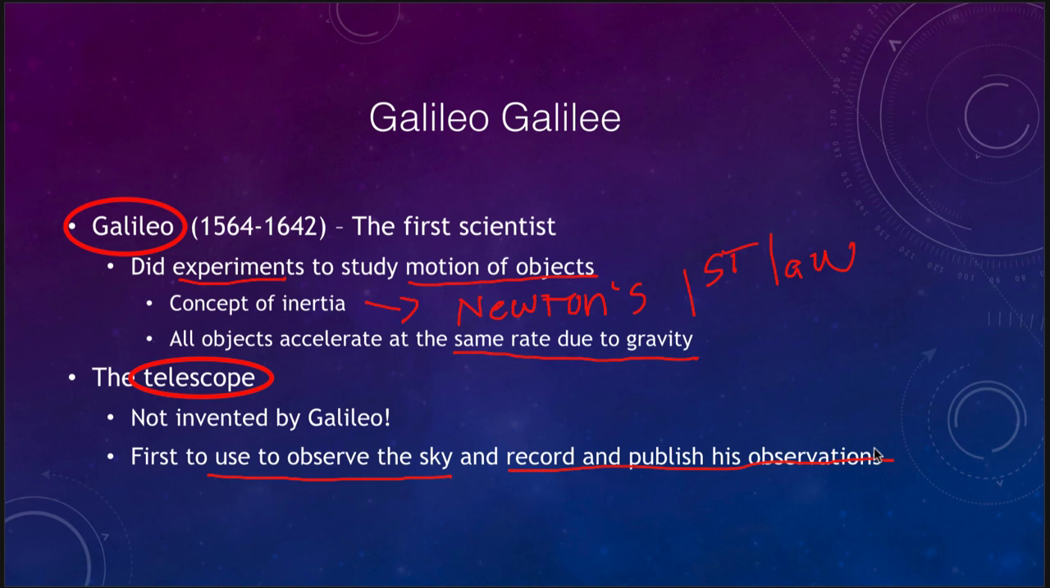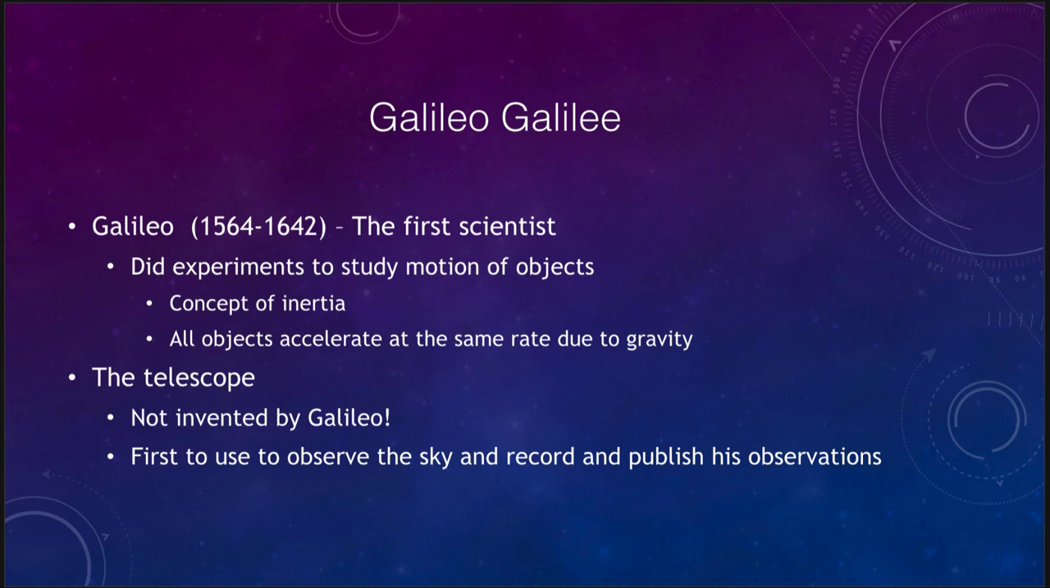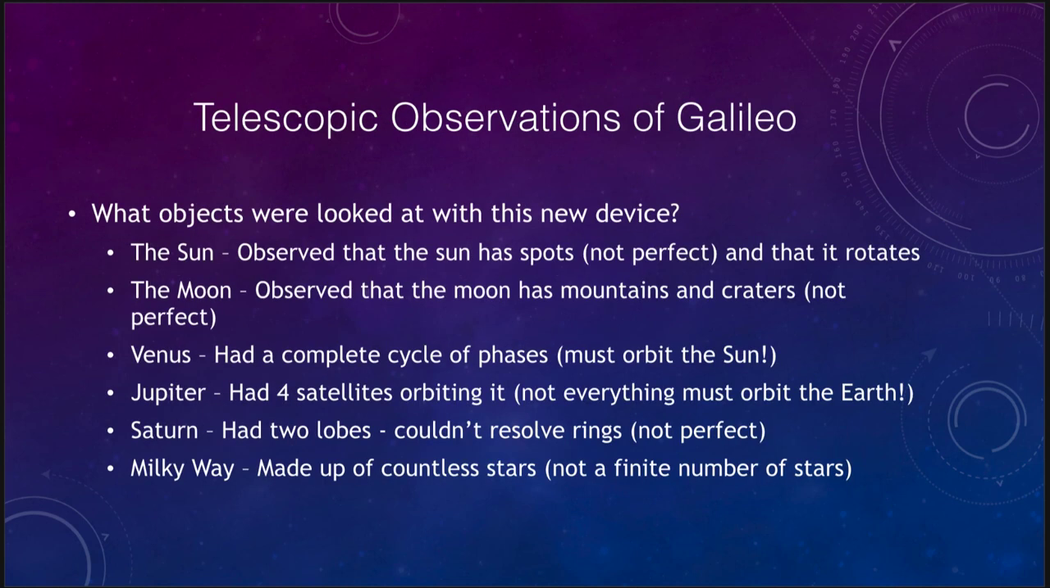So he gave us the first observations of the solar system and objects outside our solar system that were made with the telescope. He did not invent it. It was actually invented a year or two before. He heard about it and was able to make a telescope and then use it to look at the sky. Now, what did he look at? Well, let's take a look at some of his observations here.